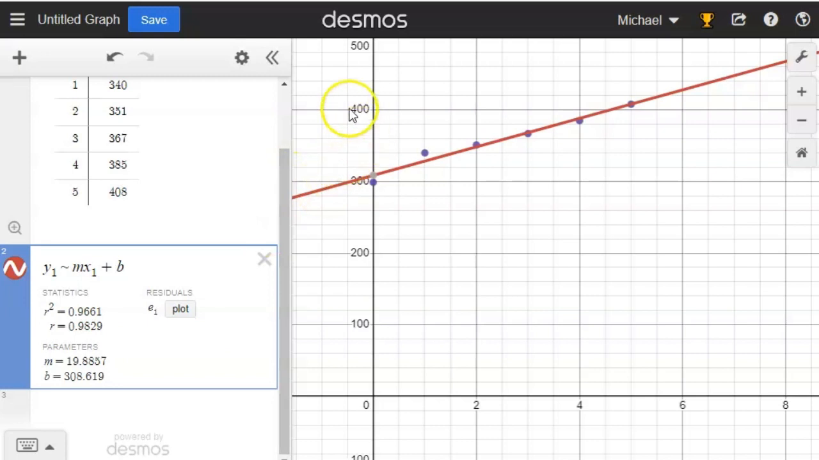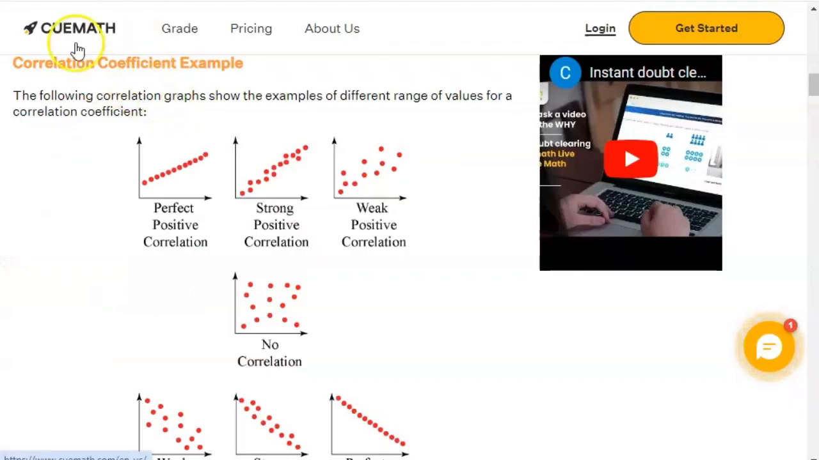Okay, if the R was modeled very well by a line that had a negative slope, the R would be very close to -1. So let's look at a website here. This is the QMath website here. I want to give them credit.